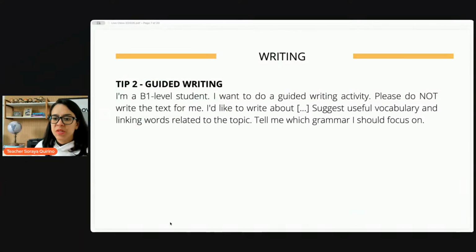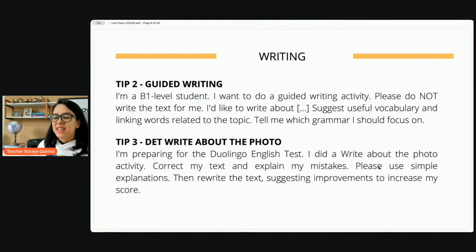Okay, so let's continue with our presentation, with our class. And now I want to talk about the DET, right? About a photo. Guys, if you're here and you don't know what the DET is, the Duolingo English Test, okay? So you can explain, I'm preparing for the Duolingo English Test. I did write about the photo activity, correct my task, and explain my mistakes. Please use simple explanations. Then rewrite the text suggesting improvements to increase my score.